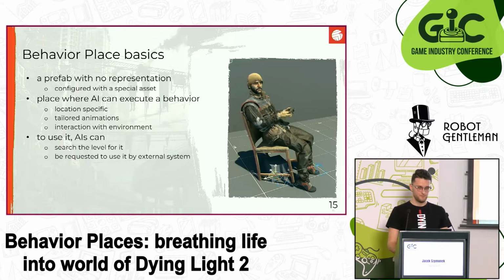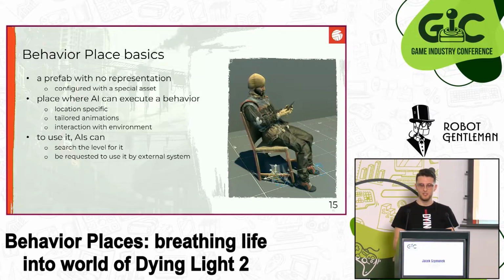So let's summarize. A behavior place in CEngine is an entity without any visible representation. It's configured with a dedicated asset called the behavior definition, and it represents the place where AIs can execute a location-specific behavior by using tailored animations and with rich interaction with the environment. Every AI in the game can either search for a place and decide to use it, or AIs can be requested to do so by external systems.